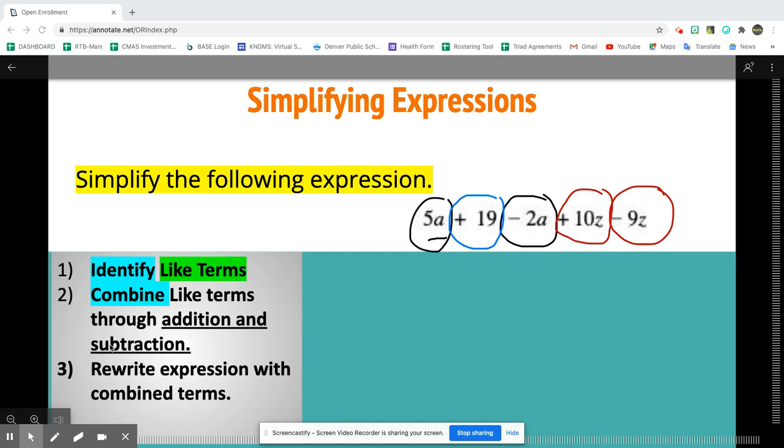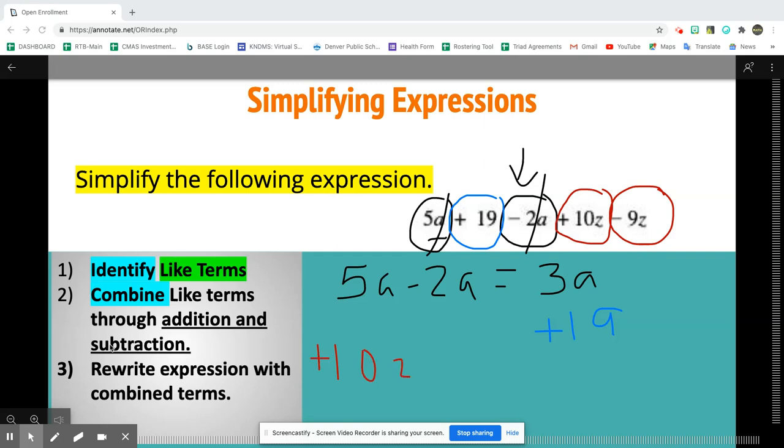Now I want to combine it. So I want to make sure I combine my 5a and my minus 2a. That's why circling the operation in front is important. I want to know what math I'm doing. In this case, I'm subtracting 2a. So I have 5a minus 2a, which is 3a. Okay, so there I combined these terms already. I know that 19 is just going to stay plus 19. Nothing changes from that. Then I want to do the last part, which is plus 10z minus 9z. Well, plus 10z minus 9z is just z, or 1z, because I can subtract 10 minus 9. And here I have my combined terms, 3a, plus 19, and 1z.